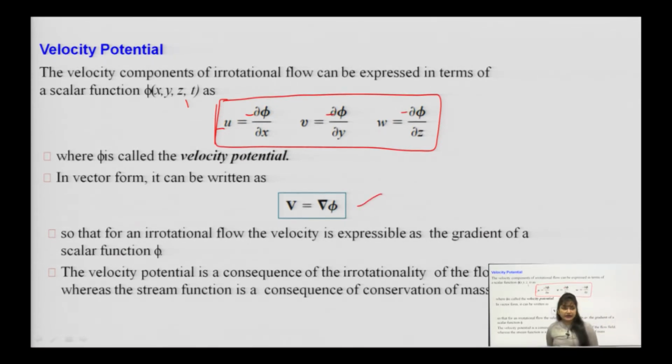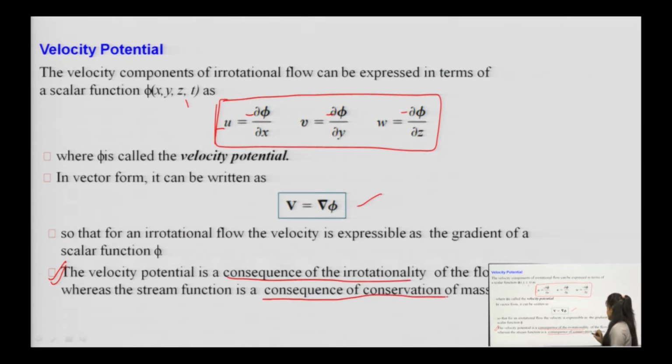Now, for an irrotational flow the velocity is expressible as the gradient of a scalar function phi. The velocity potential is a consequence of irrotationality of the fluid flow, whereas the stream function is a consequence of conservation of mass. This is the major difference, we can note down this point: velocity potential is a consequence of irrotationality of the fluid flow, while the stream function is a consequence of conservation of mass.